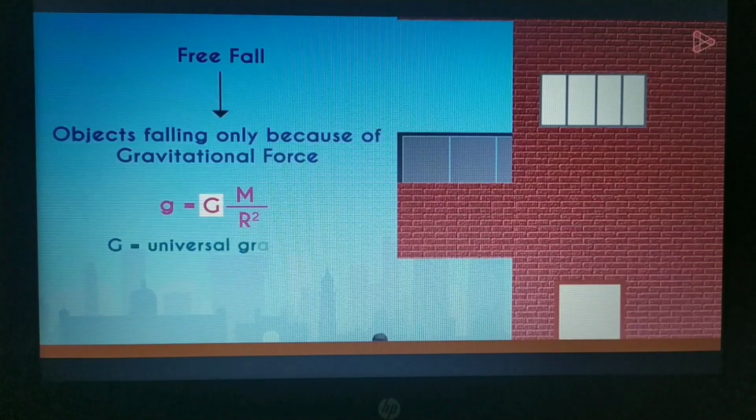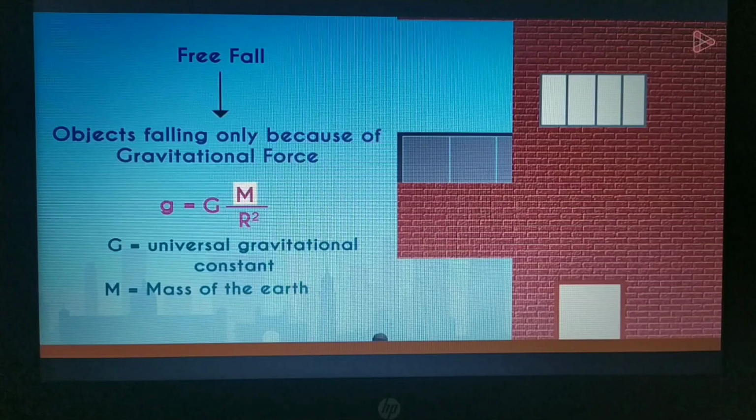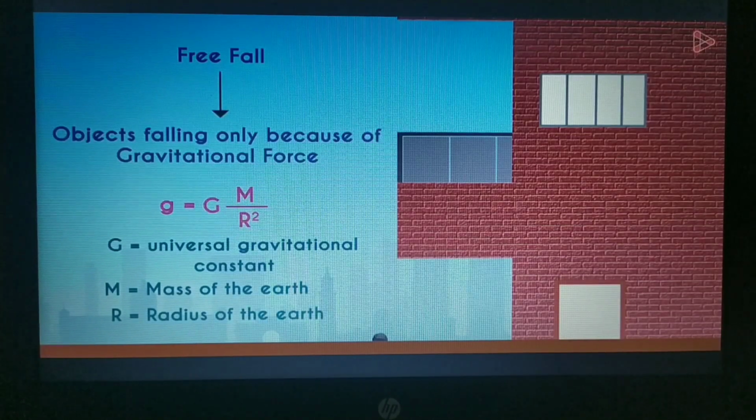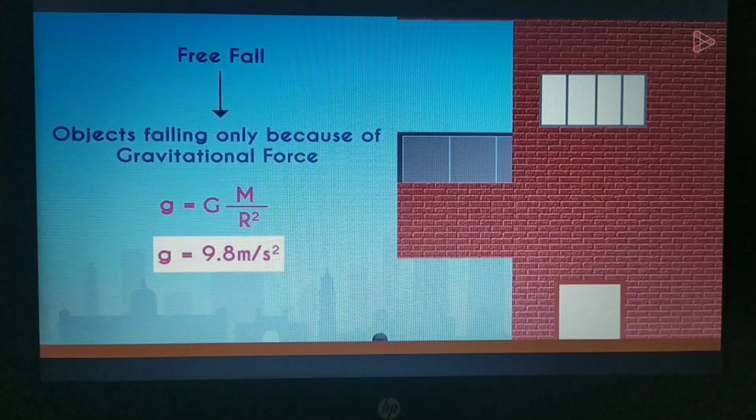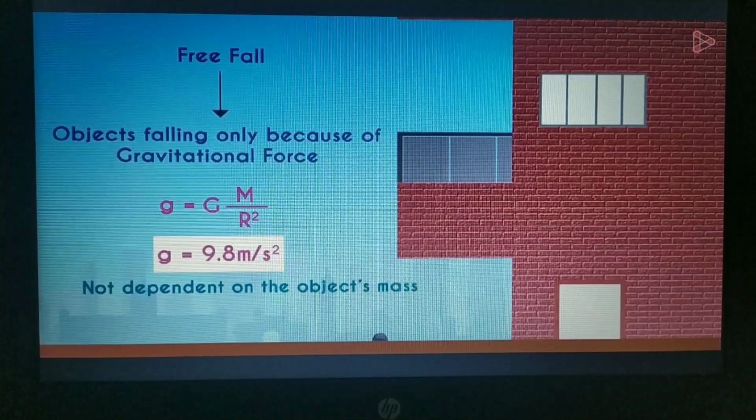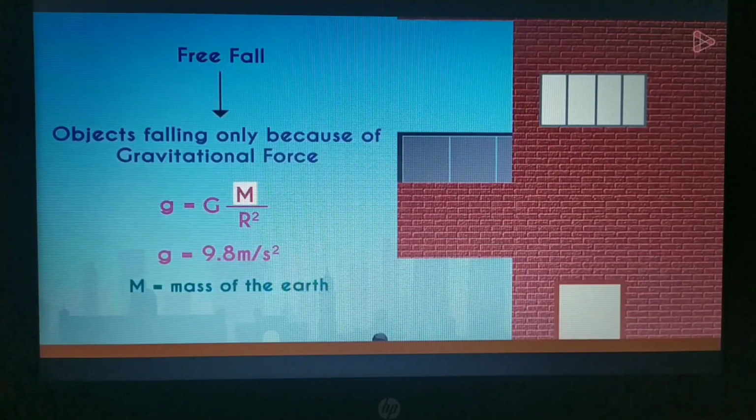Uppercase G is the universal gravitational constant. M is the mass of the Earth and R is the radius of the Earth. So for the specific case of objects close to the Earth, we get the value of g as 9.8 meters per second squared. But do you know what's interesting? This acceleration is not dependent on the object's mass. This M is the mass of the Earth, not the object.